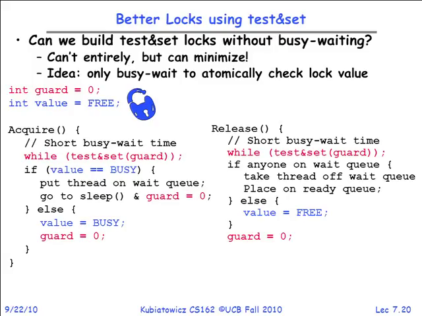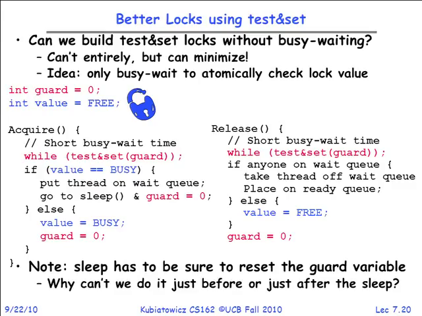You could put a yield in the busy wait. That would be less bad, because at least you're letting somebody run if they can run. You're still kind of burning up cycles, so it's still not quite elegant, but it's less of a bad busy wait. Okay. Good question. And of course, sleep has to be sure to reset the guard variable at the same time you go to sleep.